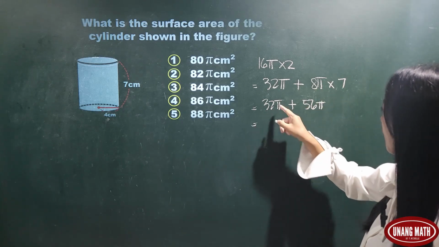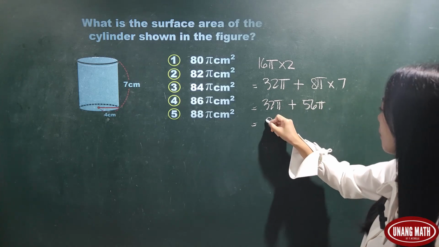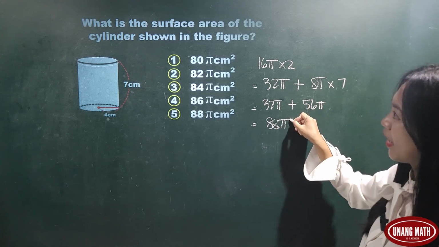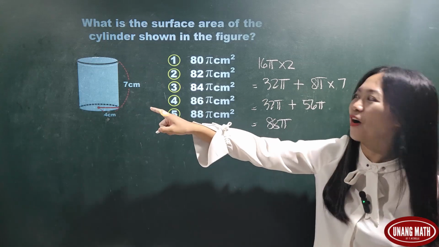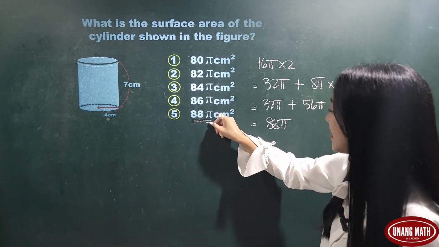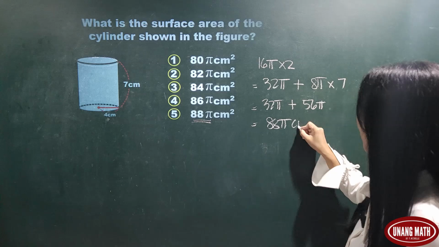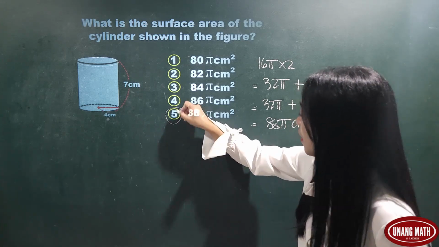So 32 pi plus 56 pi, then this is equal to 88 pi. So the surface area of this cylinder is 88 pi squared centimeters. So this is option number 5.